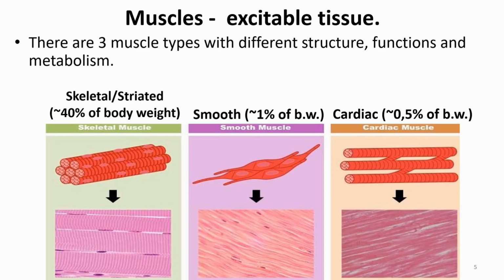And this difference will be probably one of the most important differences between these two types of muscles. So skeletal muscles you can move with your will, and smooth muscles you cannot move with your will.